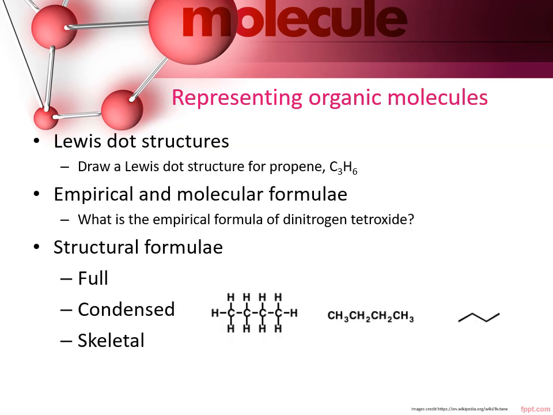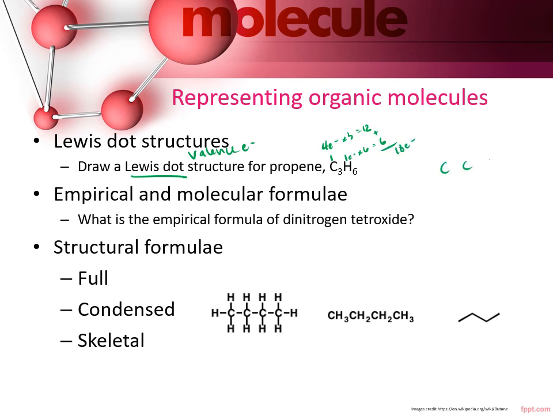All right, how do we represent lots of organic molecules? We can draw some Lewis dot structures to show organic molecules. Remember that Lewis dot structures show the valence electrons that are in the bonds around molecules. Carbon has 4 valence electrons. There are 3 of them. That makes 12. Hydrogen has 1 valence electron. There are 6 of them. That makes 6. 12 plus 6 is 18 total electrons.